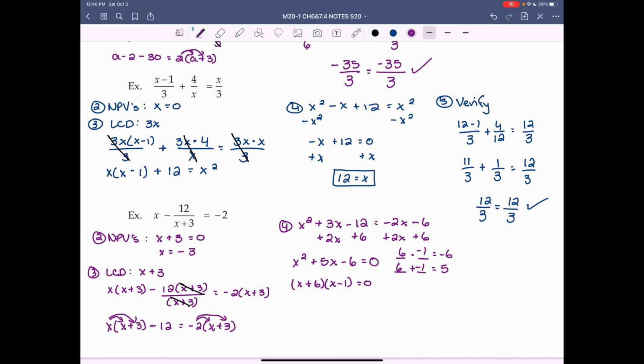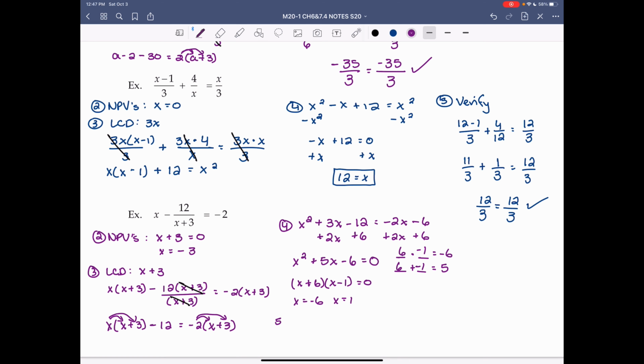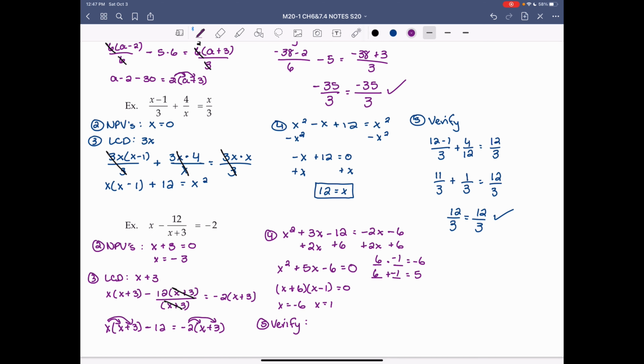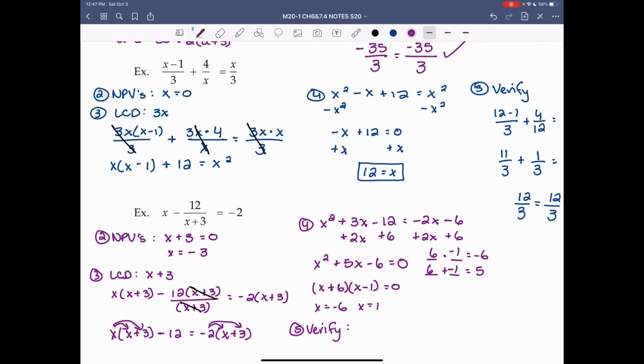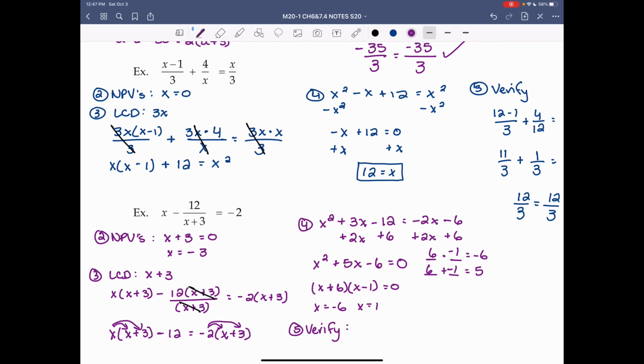What are the solutions? Well, when is x plus 6 equal to 0? When x equals -6. When is x minus 1 equal to 0? When x equals 1. Last step, let's verify. We check our solutions -6, 1 with our NPV, which is -3, so that's fine. Neither of them is the NPV. We want to sub them into our original equation.